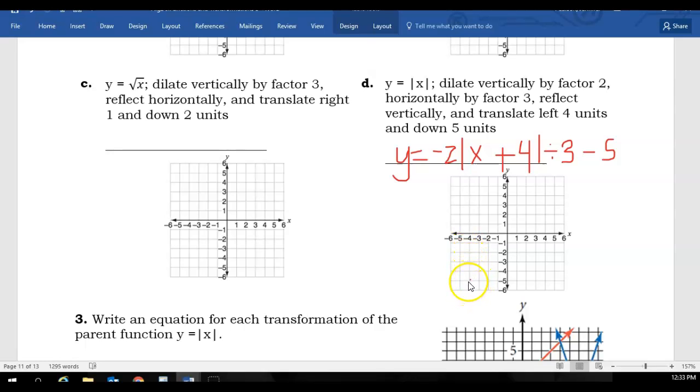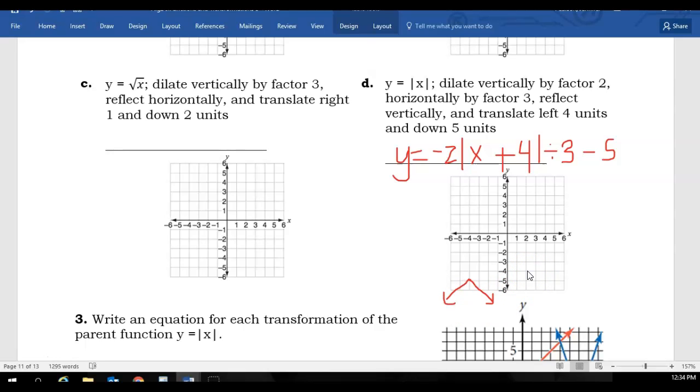And it got stretched. Now, this is going to be kind of a bad graph because most of the graph falls off the page, but there it is. That's my V-shaped graph. It flipped down, it got stretched a little bit, and it moved over 4 and down 5, and we'll add some little arrows at the ends there.